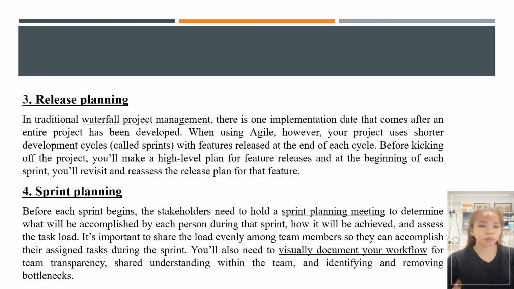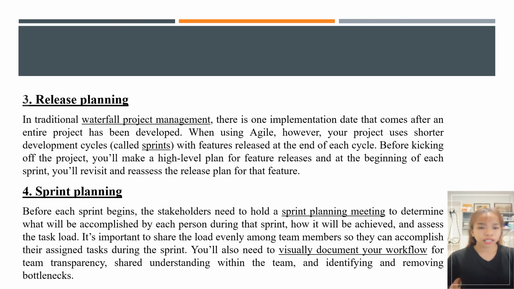Number three, release planning. In traditional waterfall project management, there is one implementation date that comes after an entire project has been developed. When using Agile, however, your project uses shorter development cycles with features released at the end of each cycle. Before kicking off the project, you'll make a high-level plan for feature releases and the beginning of each sprint. You'll revisit and revise the release plan for the features.